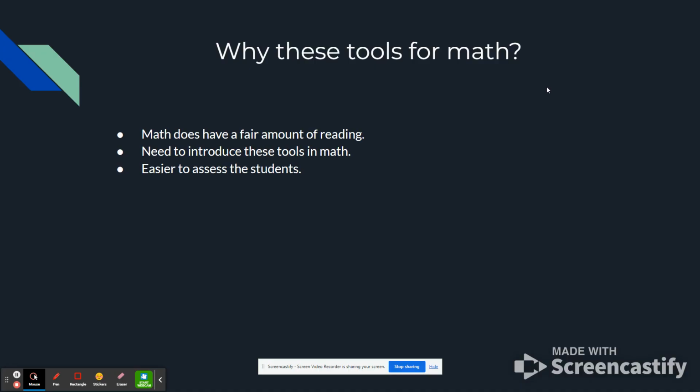But math isn't just numbers. There are a lot of word problems that are associated with it. There's a lot of syntax that goes with it. And sometimes we apply real world problems to these math problems. And so we need to introduce some tools to help these non English speaking students figure out how to apply these tools, these techniques, or whatnot in the classroom and in the real world. And it makes it easier to assess students as well.